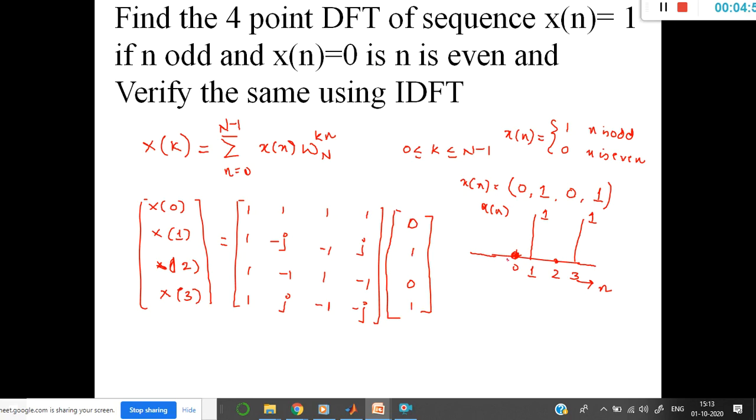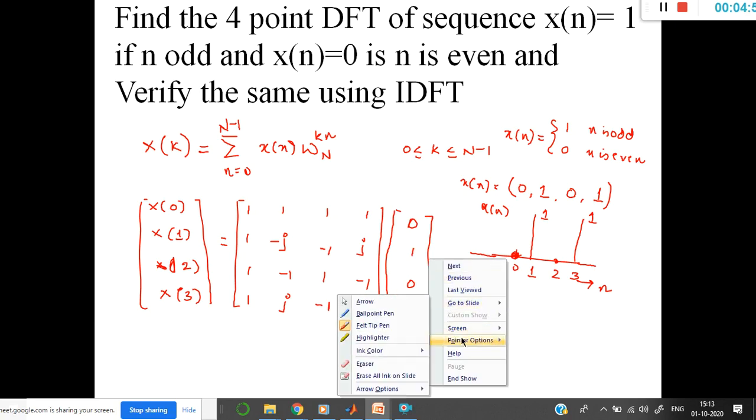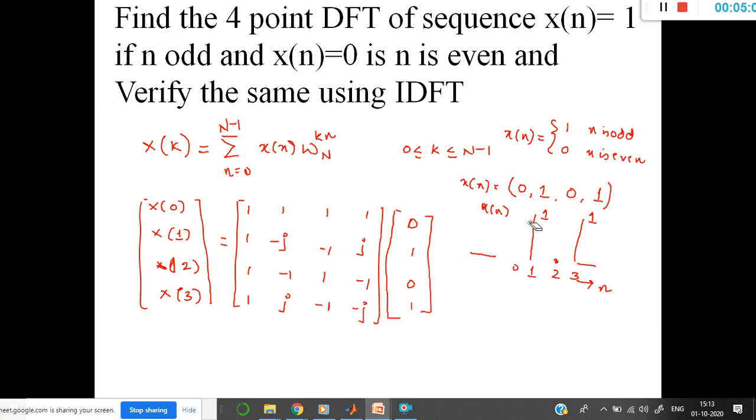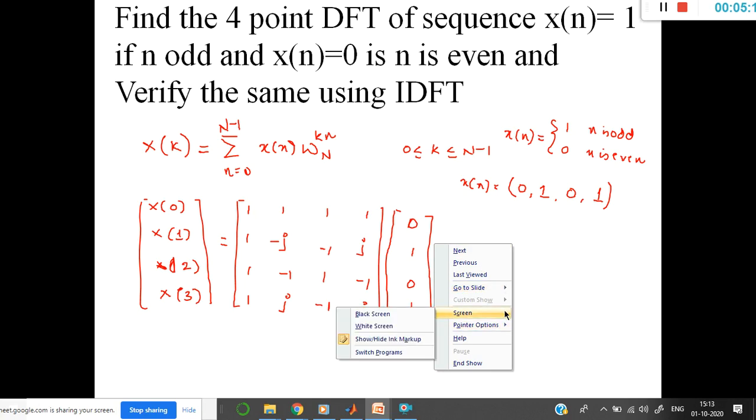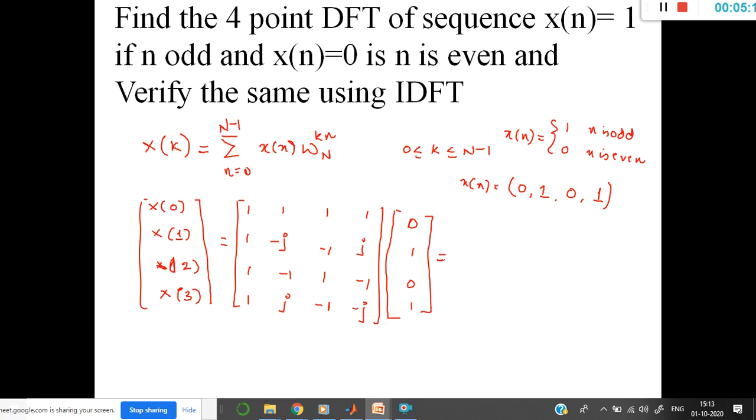Let me erase this. Okay. Now apply the matrix multiplication method and obtain the answer. So that's equal to, then go for the multiplication process and try to obtain the x of k values for this.